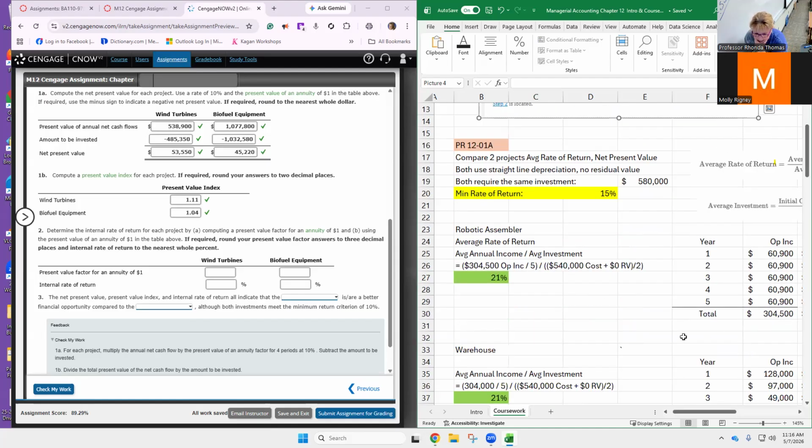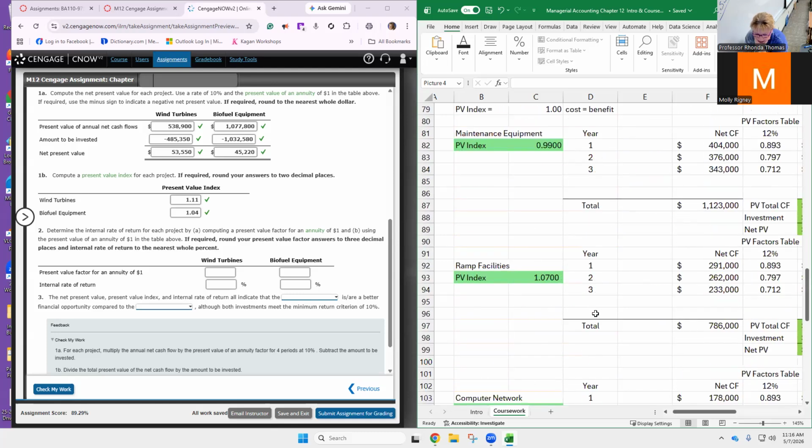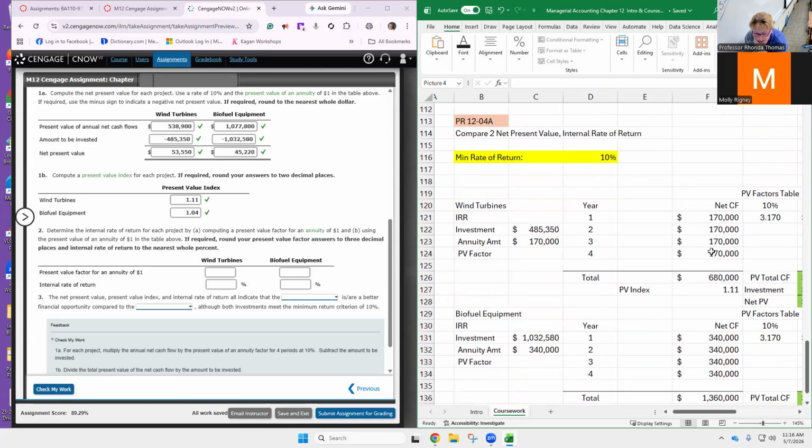Well, the fact that we actually have an annuity here saved us, because if these were all different, we would have to take the total and divide by 4 to get that answer.